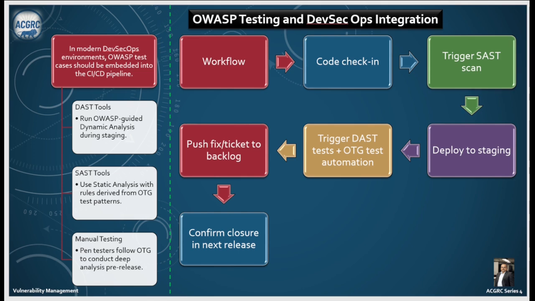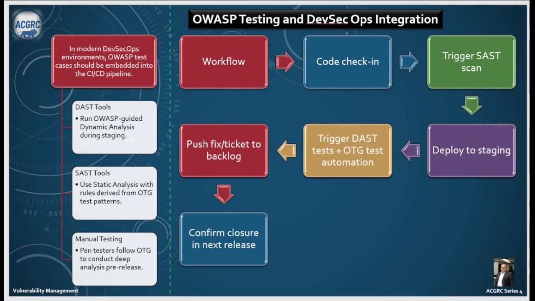And after deployment, client-side and configuration testing helps catch issues left behind or added during deployment. Now, what's the benefit of integrating OWASP in DevSecOps? Well, it shifts security left, earlier in the life cycle. It reduces the cost of fixing bugs. It improves collaboration between teams like development, security, and operations. It enables automated, repeatable security checks, and it builds security culture into everyday work.